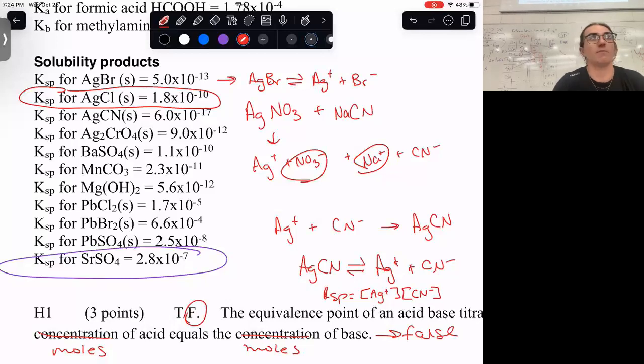It's insoluble. Yeah, so those are all solid. And they all say solid, solid, solid, solid.